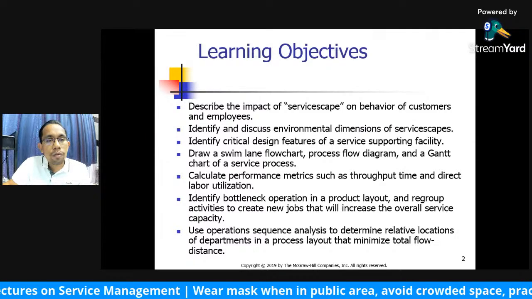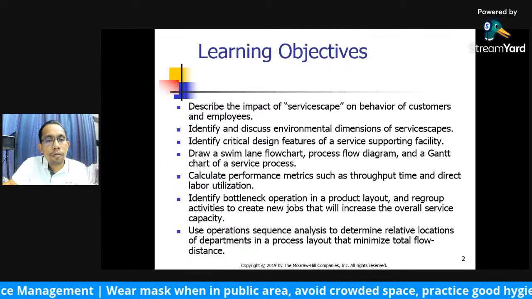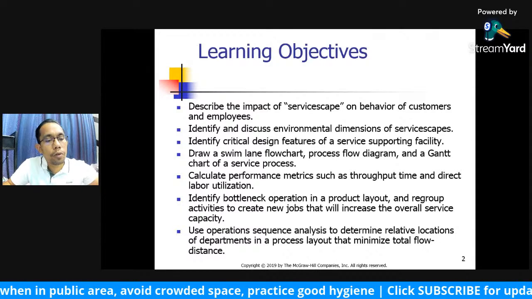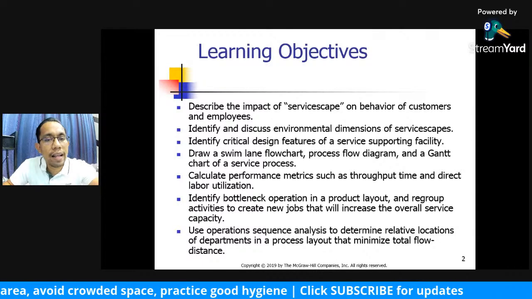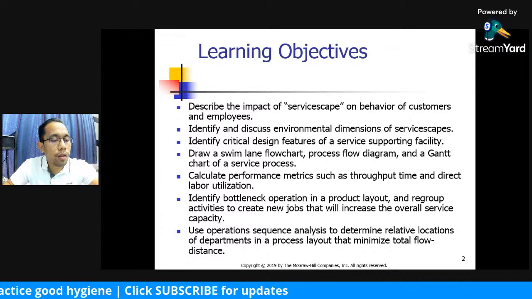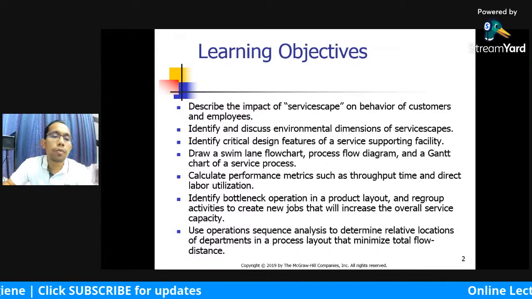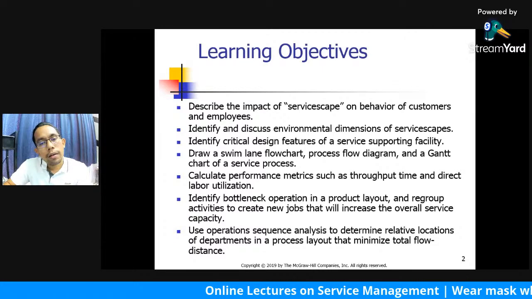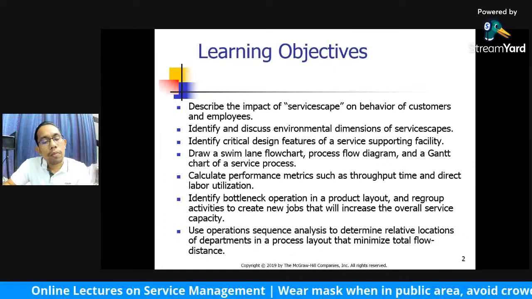The first objective, we talk about the impact of Servicescape. What is Servicescape? It is a short form for two words: service landscape. This kind of term was already used in business marketing, and is now taught in service management, on the behavior of customers and employees.